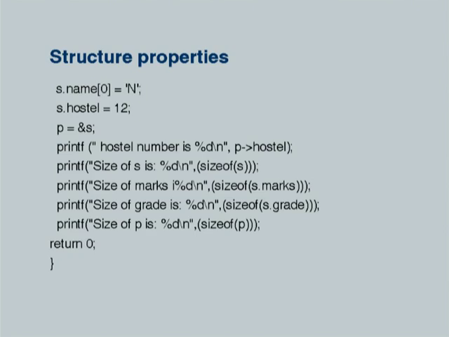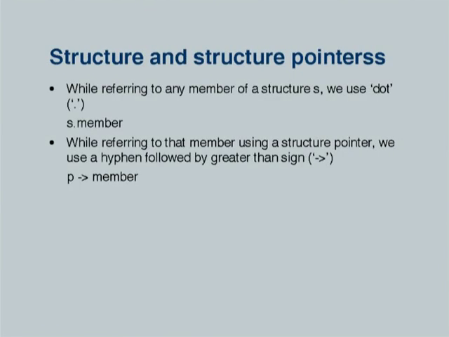We just want to confirm what happens when the compiler allocates memory. So that is why this segment of the program is written. What is important here is to note that while referring to any member of a structure, we use the dot, so S dot member. But while referring to that member using a structure pointer, we use a hyphen followed by a greater than sign. Please don't look for this symbol on the keyboard. There is no single symbol. This is a composite symbol. So we say P hyphen greater than member. This is exactly the same meaning as S dot member. Let us just go to the questions one by one.